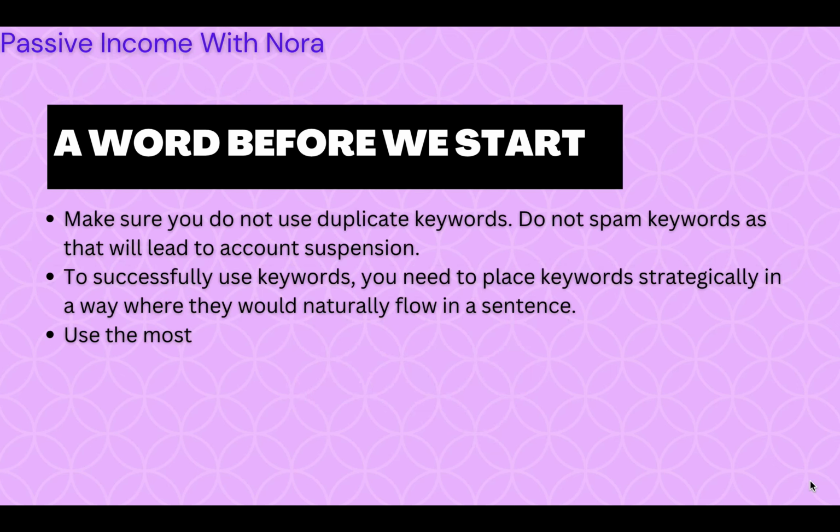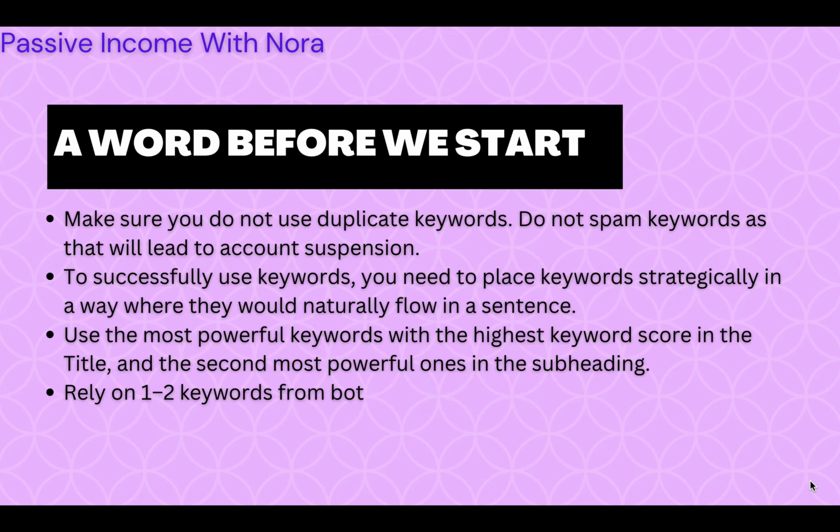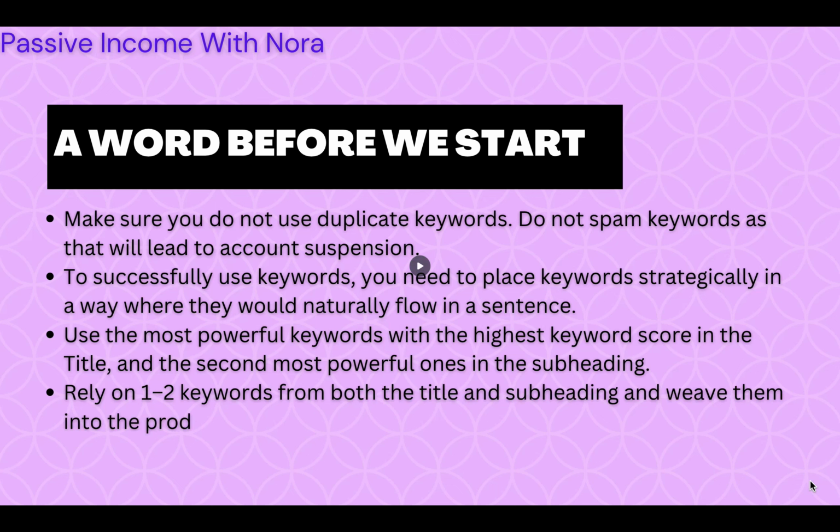Now, a quick word before we get started. Make sure that you do not use duplicate keywords. So don't spam keywords, because this will lead to account suspension. And in order to successfully use keywords, you need to place them strategically in a way where they would actually naturally flow in a sentence. And you can also utilize them in either the title, the subtitle, or one of the 7 keyword slots. They'll get your book ranking for that keyword.